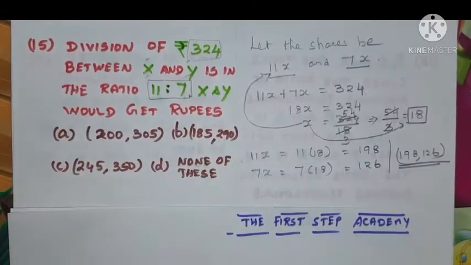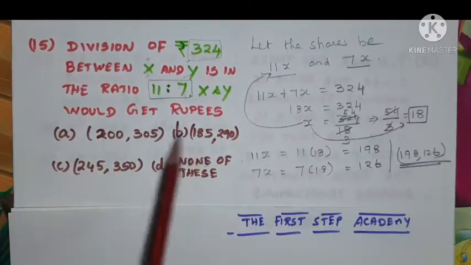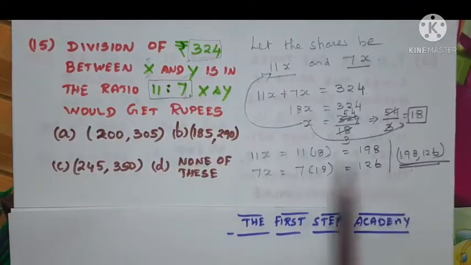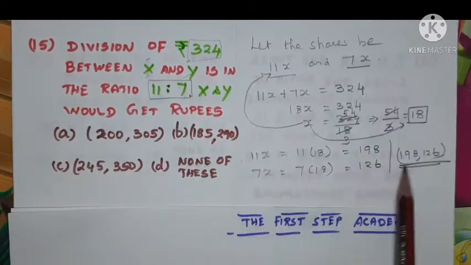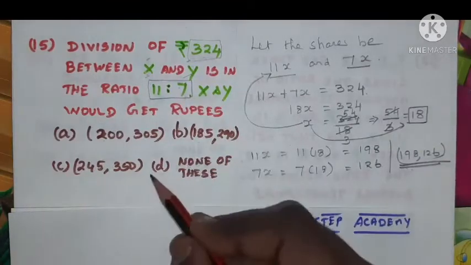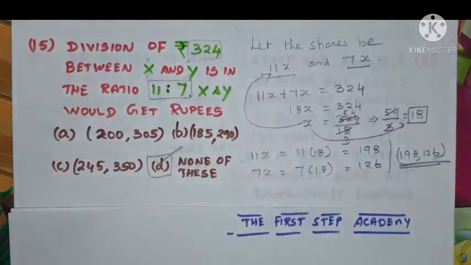Okay, this is the answer we found. So look at the options. Whether any option meets this answer? No, no options except D. No other options are meeting this answer. Hence, the answer is option D, none of these. Hope you understand. Good. We'll go to the next question.